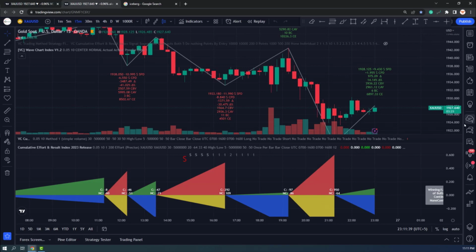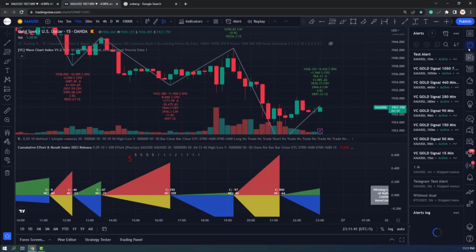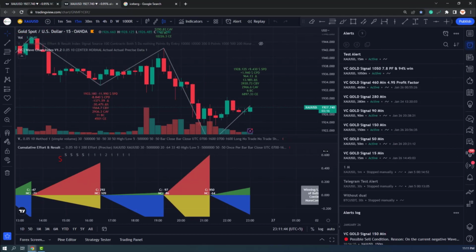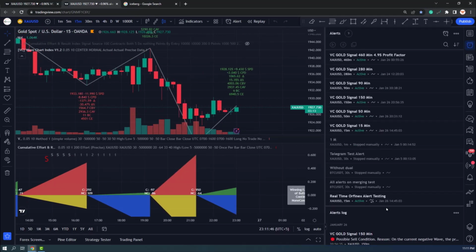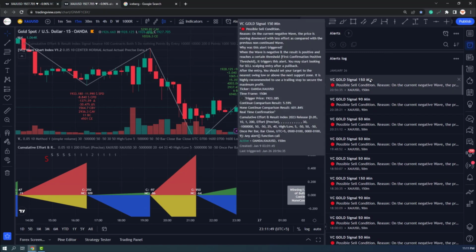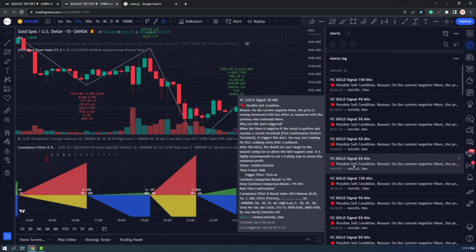Let me show you examples of alerts. For example, you can read here: this is a possible sell condition. This is the alert message that you will receive with every alert. It is indicating a possible sell condition, and it is also explaining the reason for that alert.